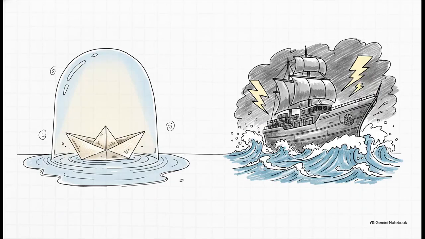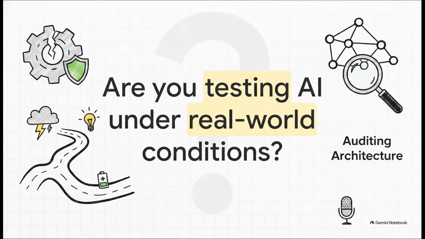I really want you to take this away today. An AI that only works when the Wi-Fi is perfect and the APIs are lightning fast, that's just a prototype. A demo proves feasibility, but production proves the engineering. So, I'll leave you with this question to ask your teams tomorrow morning. Are you testing your AI under the conditions your users actually live in, or are you just testing the illusion?